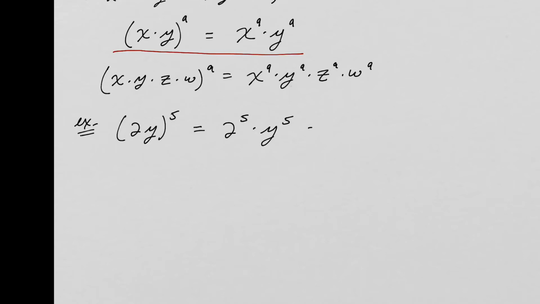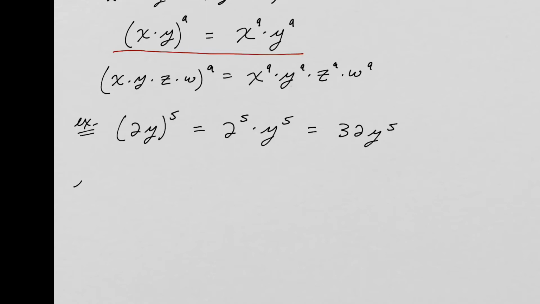And 2 to the fifth, we know we can expand it out. That's simply 2 times 2, which is 4, times 2, which is 8, times 2, 16, and I need one more 2, times 2 is 32. So this is 32 y to the fifth.